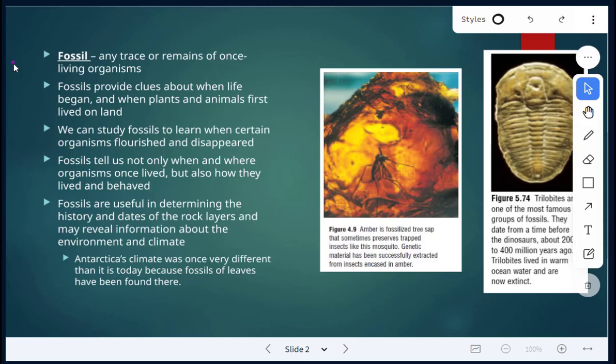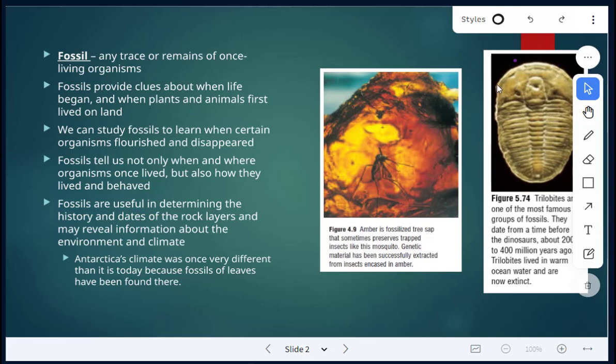This picture here, we're looking at amber. Amber is fossilized tree sap, and sometimes it can preserve trapped insects, like in this example, we have a mosquito. Genetic material has actually been successfully extracted from the insects that have been encased in amber.